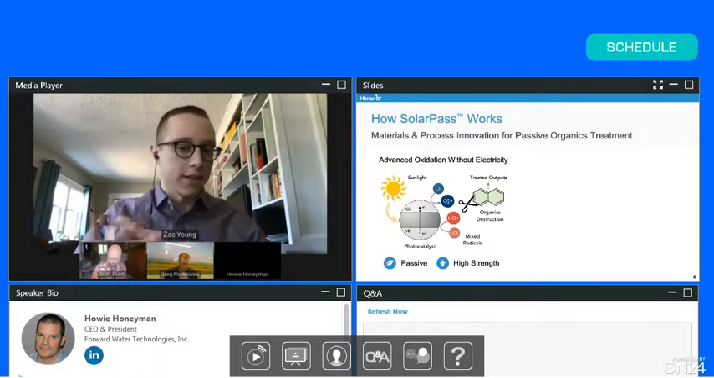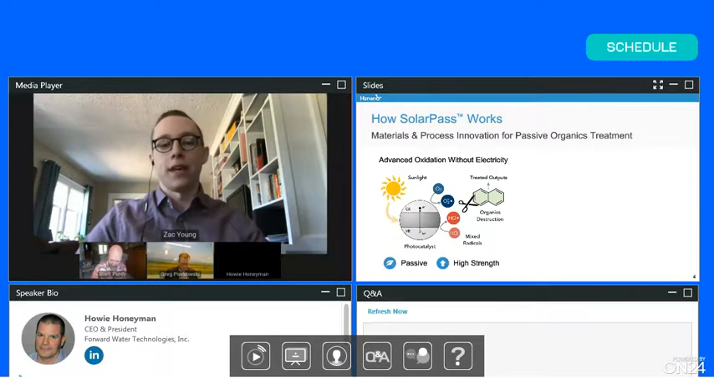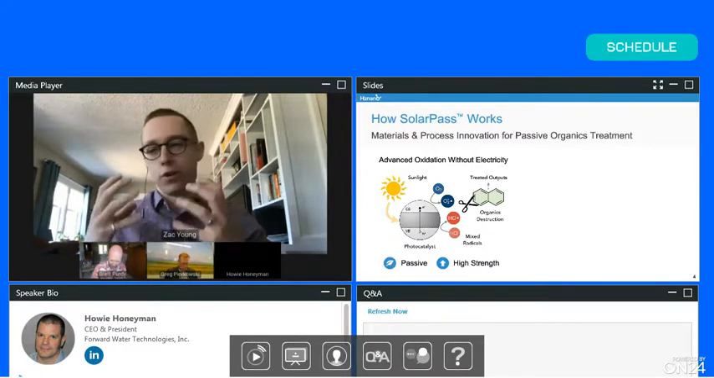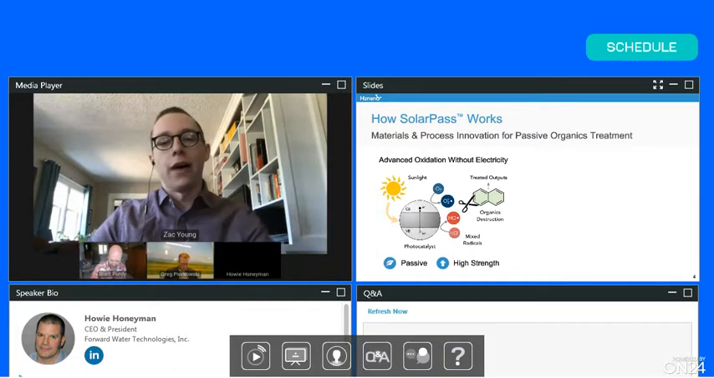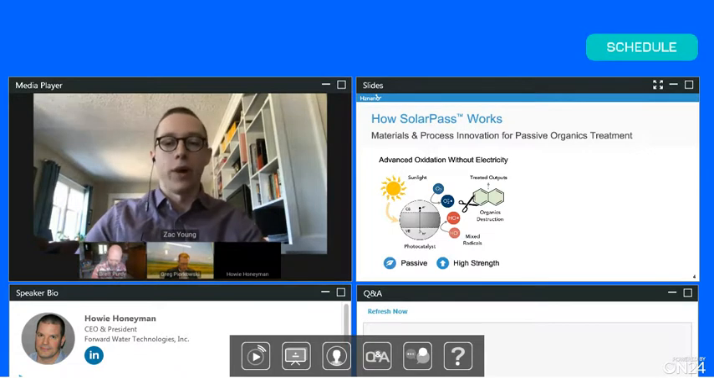In this case, that's a process that is a continuous loop. It's not consuming any chemicals in the process. Our particles are just facilitating reactions. So you can think of them as small chemical factories in the water that are using sunlight as their energy source. That gives us a high strength treatment, but it does so in a passive and sustainable way.